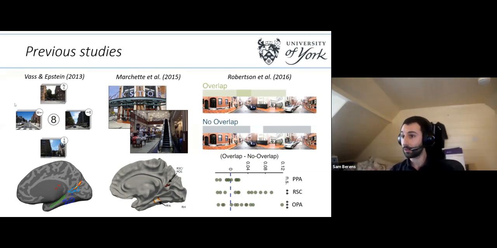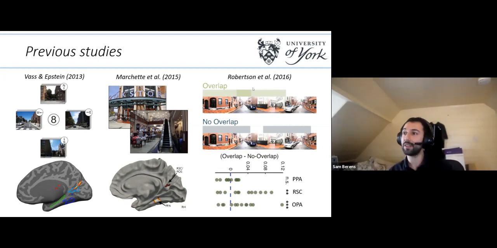Similarly, in the study also from the Epstein lab from 2015, participants were shown pictures of various different buildings that were taken from either the inside or the outside of those buildings. And they found stable patterns of activity that represented the building and the surrounding area itself, but didn't depend on whether you saw an inside or an outside image.